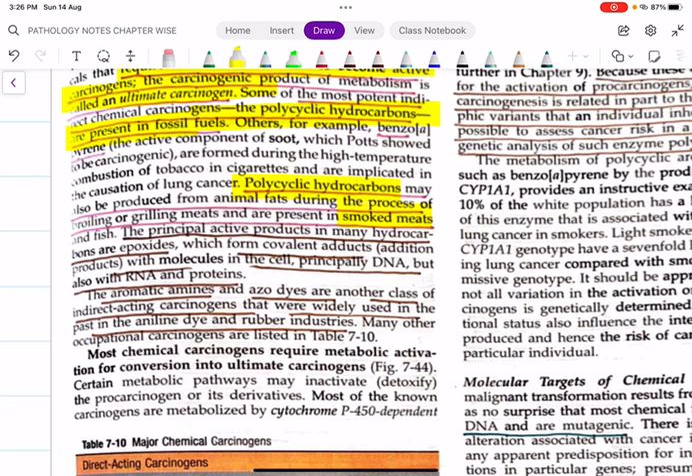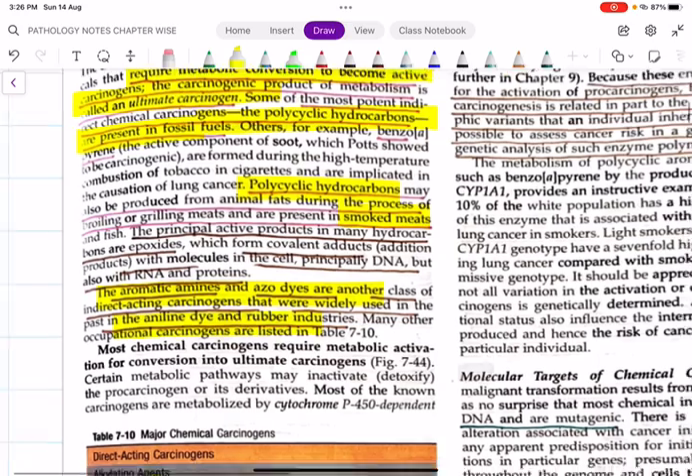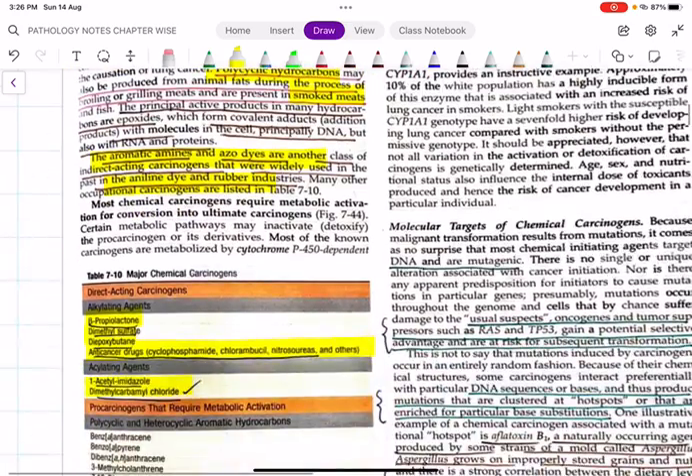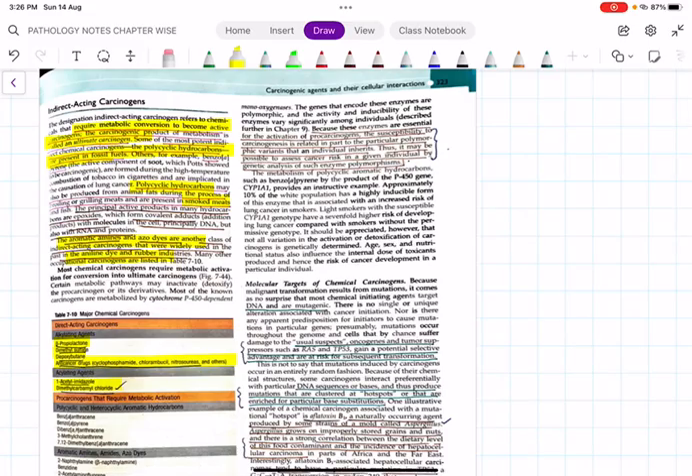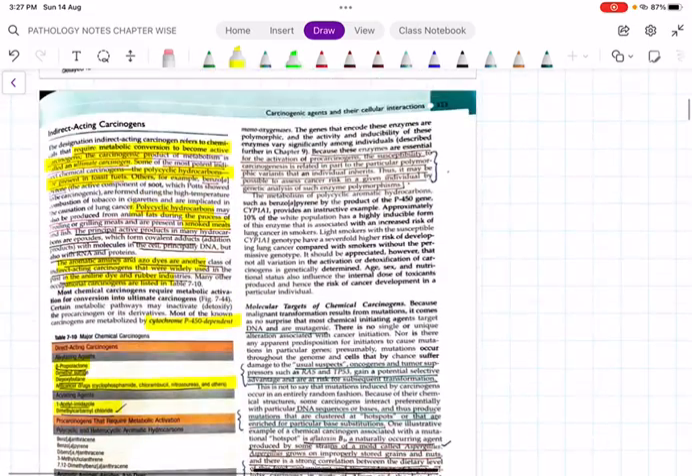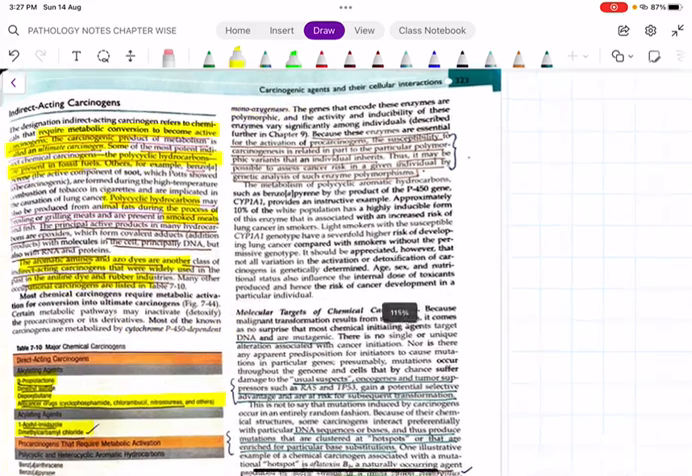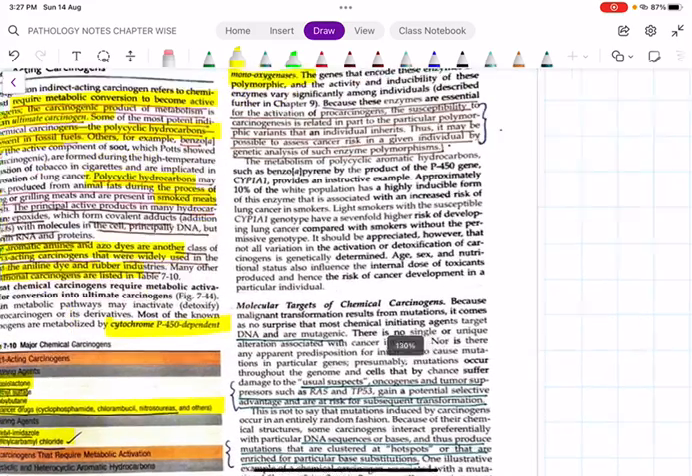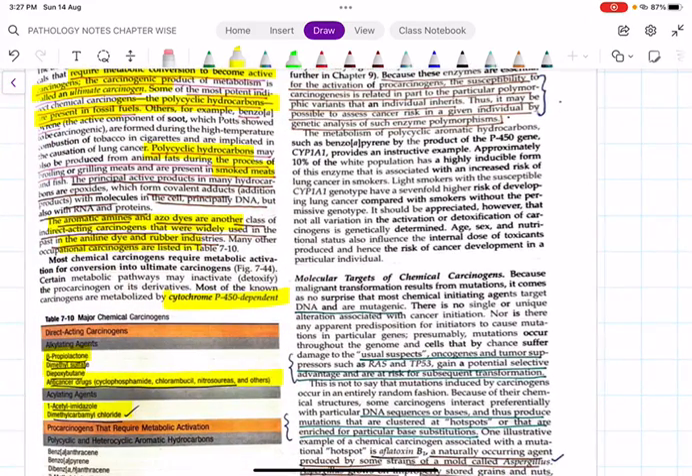Then we have another class, aromatic amines and azo dyes, aniline. Aniline and the others cause bladder and scrotal cancer. How does this conversion occur? You know already, cytochrome P450 dependent monooxygenase. That is the main enzyme which helps in conversion of the inactive compound into the active compound.